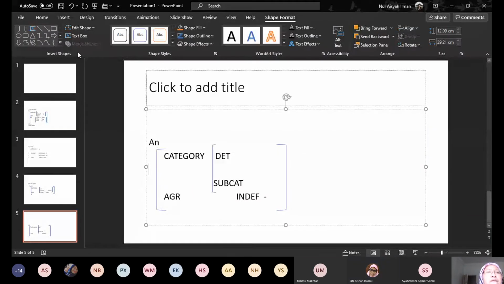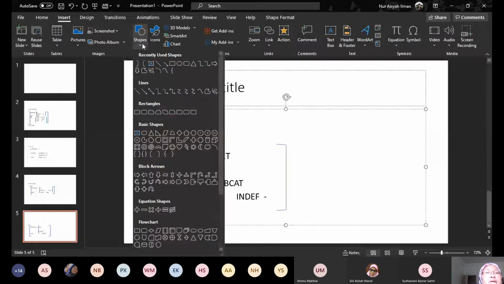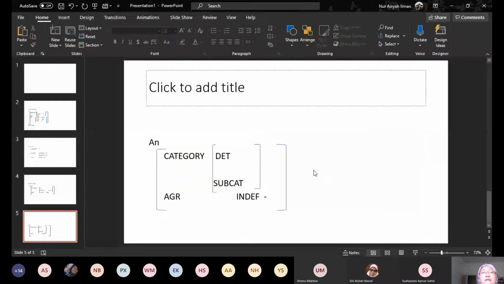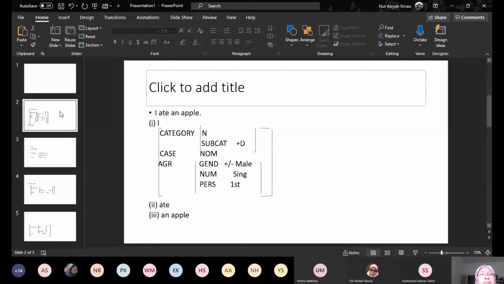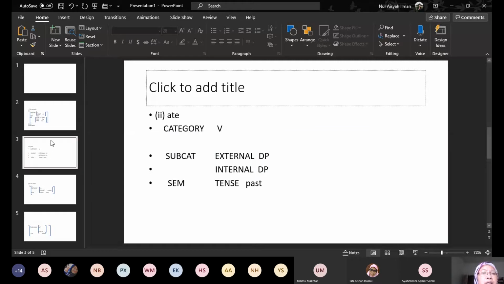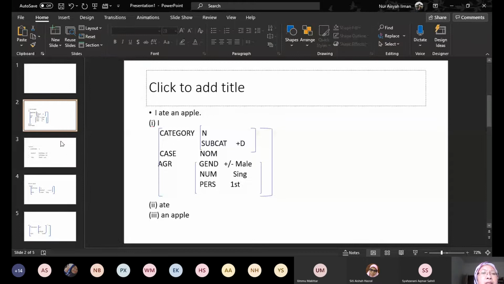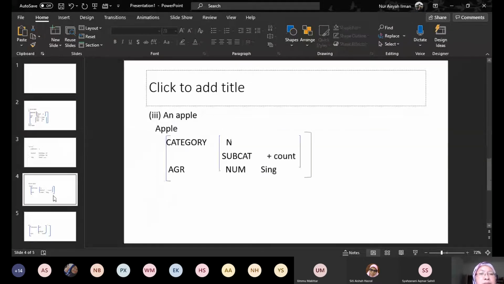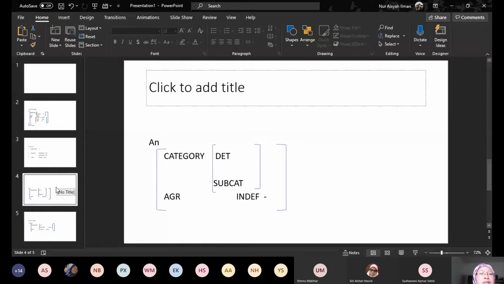Okay, so it's like this. Basically, I ate an apple. We break it down into constituents, and then we try to come up with the subcategorization of each of the constituents. So this is I, and this is apple. Sorry, and this is apple. I think the apple should go up. So N and then apple.